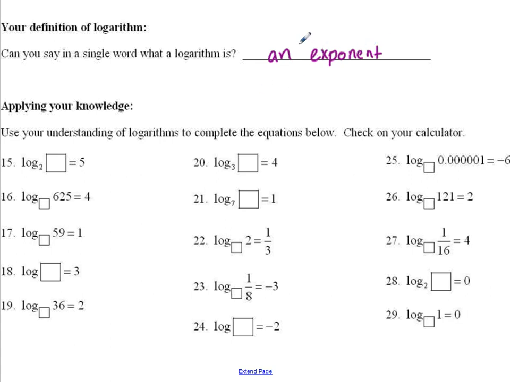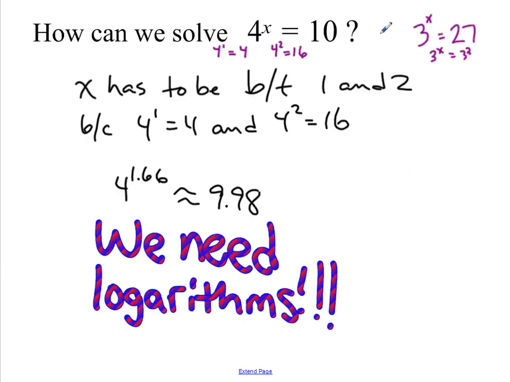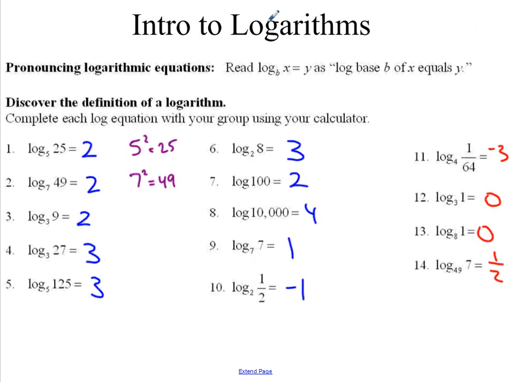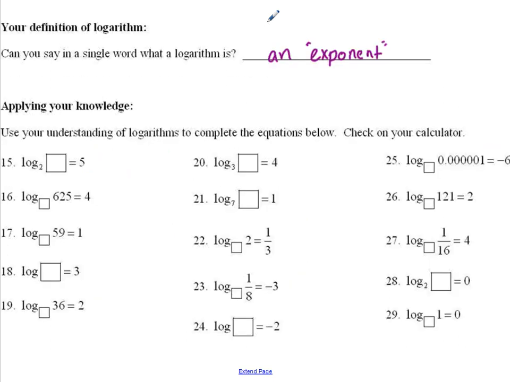So a log is an exponent, and it's very handy to be able to find unknown exponents like this x that we were trying to find. I bet you already have an idea about how we could find that unknown exponent on your calculator. No fair jumping ahead. All right, given that we know a log is an exponent, let's see if we can figure out each one of these unknown boxes. Okay?